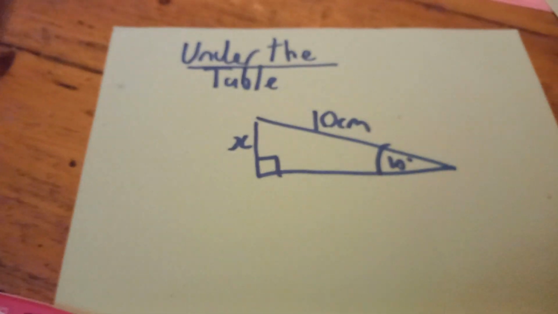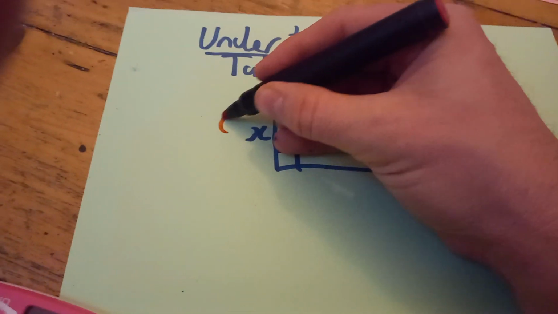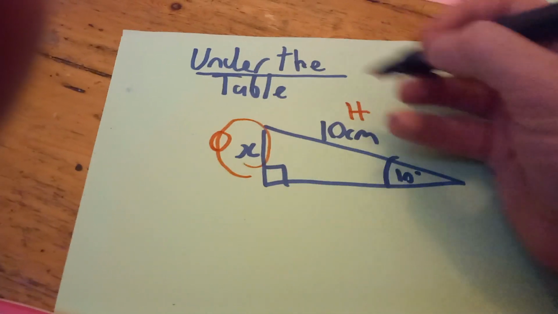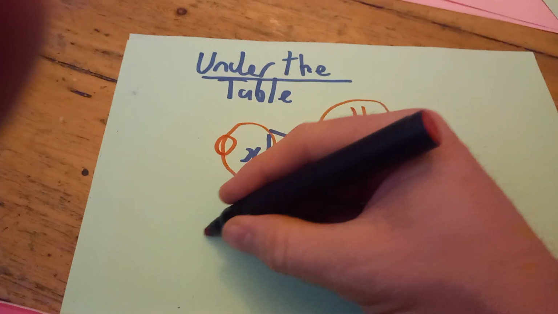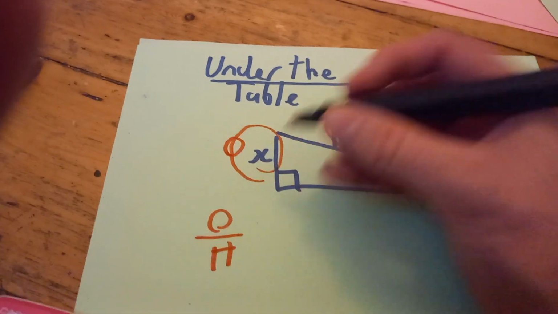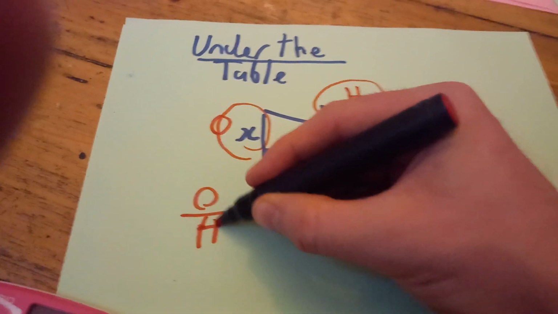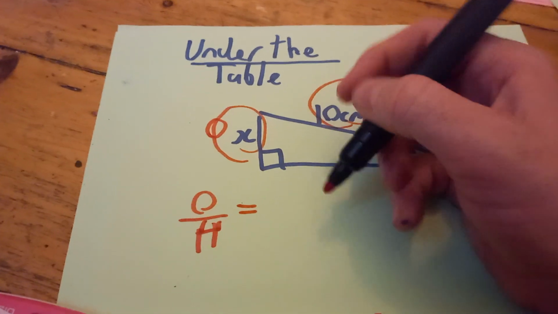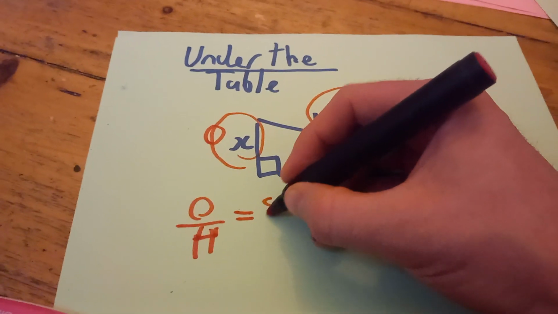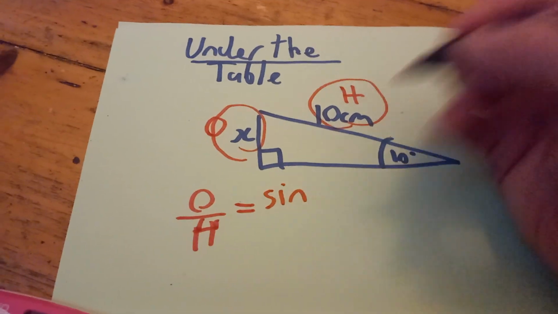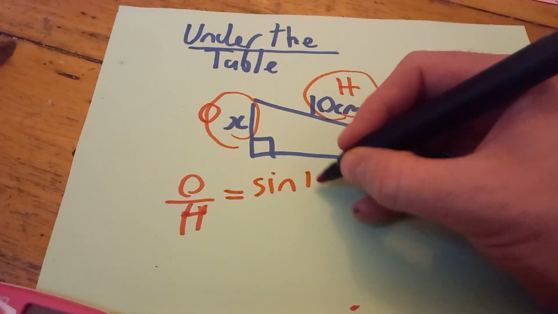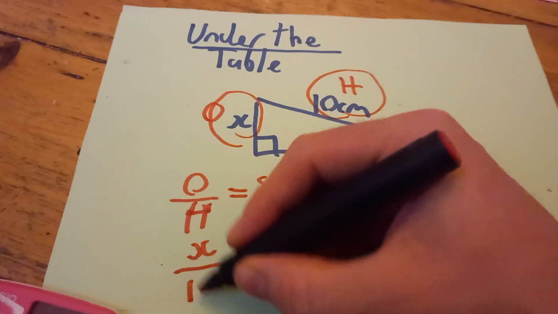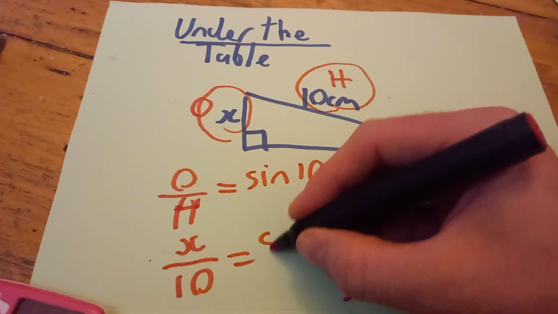So again, it's the under the table example, opposite over hypotenuse. So O over H, and then line up the letters. O over H, what does that give us? It can't be tan because hippos can't get tanned. So it's going to be sine or cos, but you can't give more than one donut. So it's going to be sine 10. And then x over 10 equals sine 10.